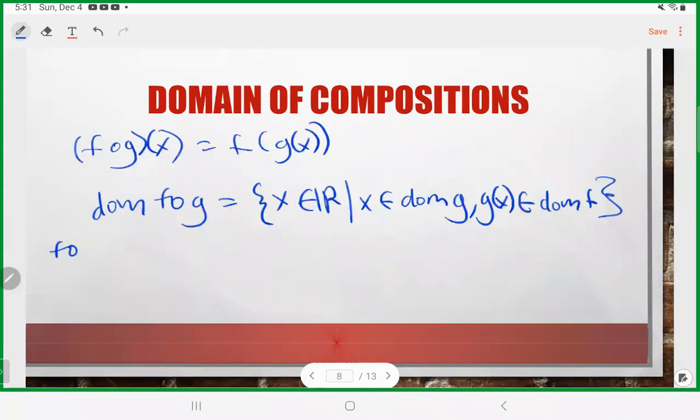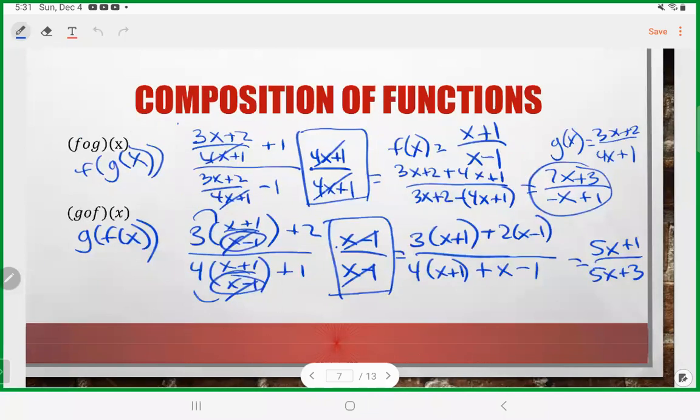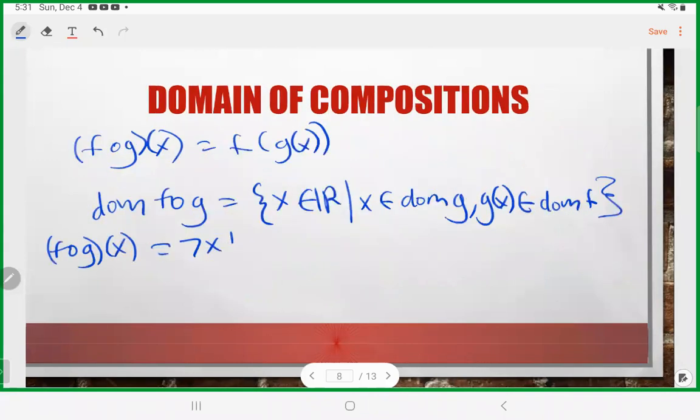So f of g of x is equal to (7x plus 3) over (negative x plus 1). So Kaylee, looking only at this, what is the domain? What can x not be?